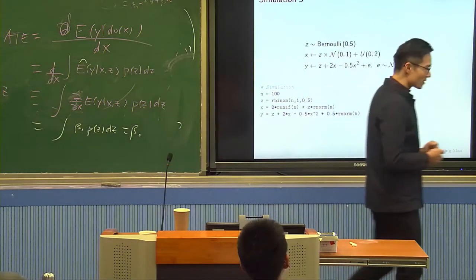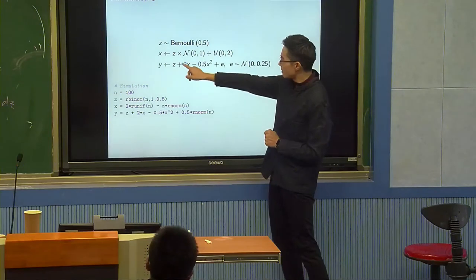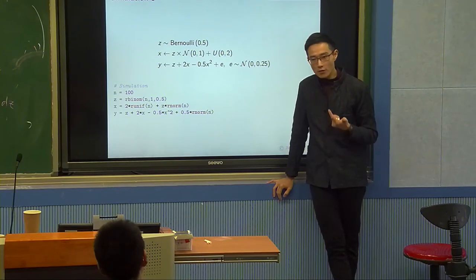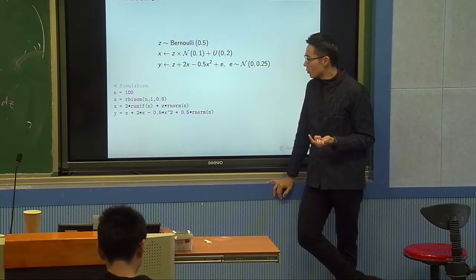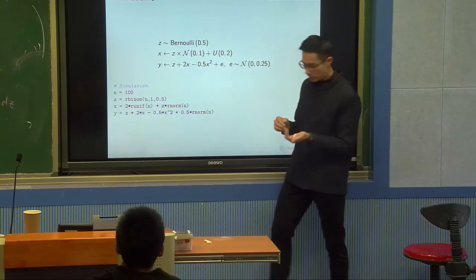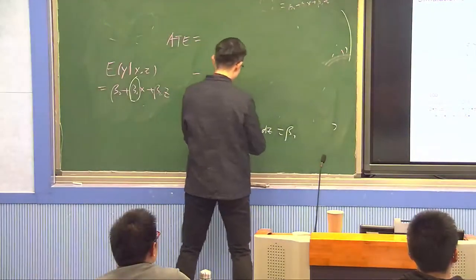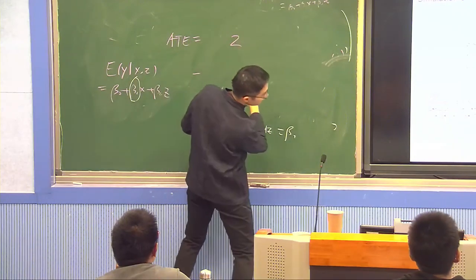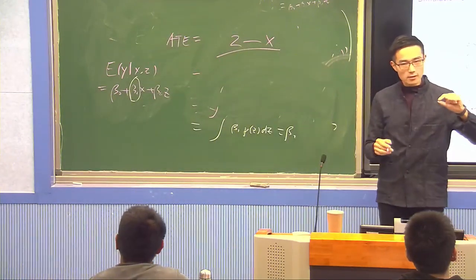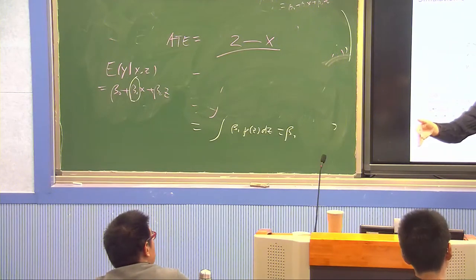Our third example, okay, so today is a bunch of examples. Now let's try this. There's a z, there's an x, but now y is z plus 2x minus 0.5x squared. So now y is a non-linear function of the treatment. So what is the causal effect? Just looking at this, what is the causal effect of x on y? The causal effect is 2 minus x, right? That's the causal effect. So in other words, the treatment effect of x on y changes with x. So it's a non-constant treatment effect. The treatment effect changes with the value of x.